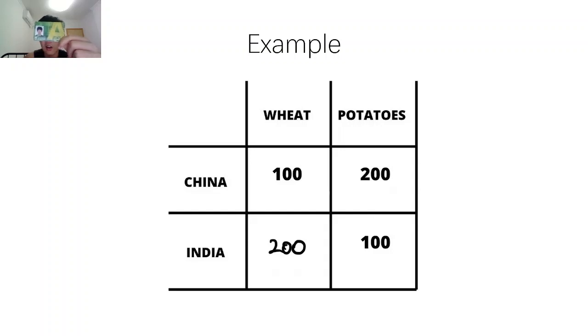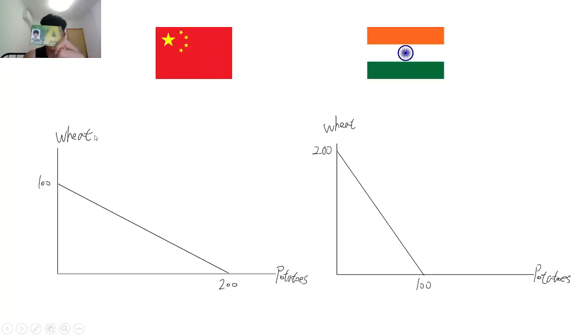China and India are both agricultural countries in the world, but they have different efficiency when they produce wheat and potatoes. For China, when they produce 100 wheat, they have to give up 200 potatoes. But for India, when they produce 200 wheat, they only give up 100 potatoes at the same time. But can we tell their comparative advantage based on their graph? No, we cannot. We have to do some calculation to figure it out.